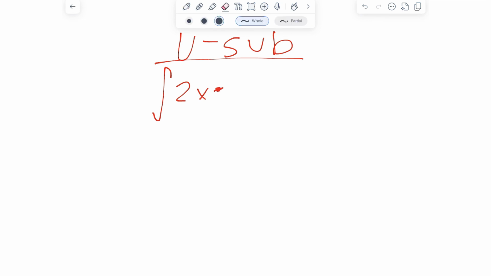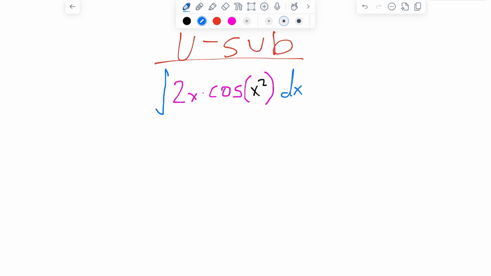U-sub acts as a tool, quote unquote, for simplifying integrals, just like using a fork makes eating the burger easier. Okay, so we have an example integral here. When working with U-sub, you'll want to first replace a complex part of the integral with a simpler variable to make the integration easier.